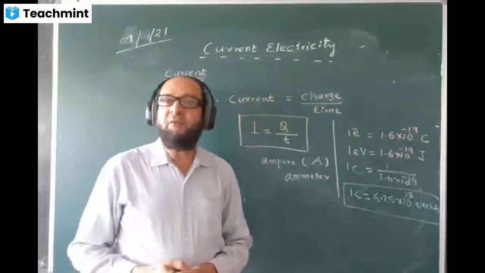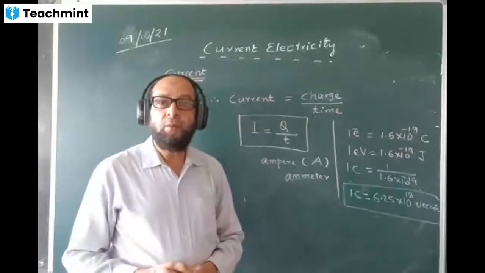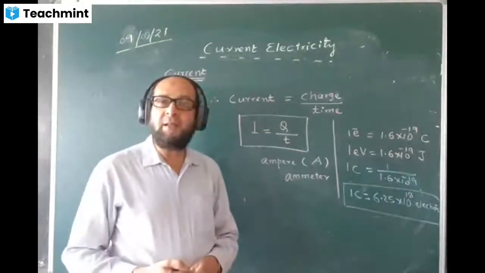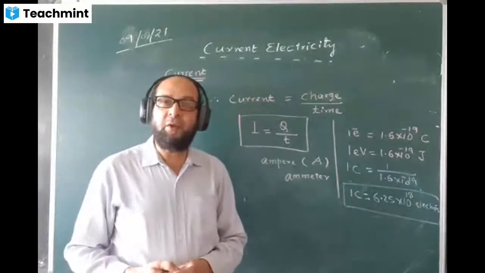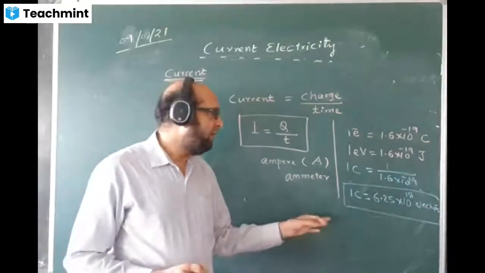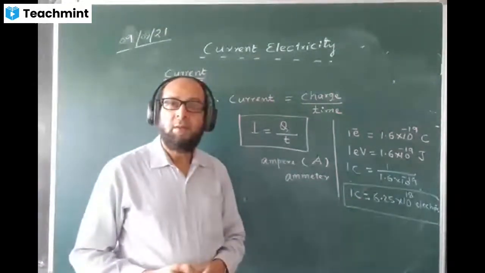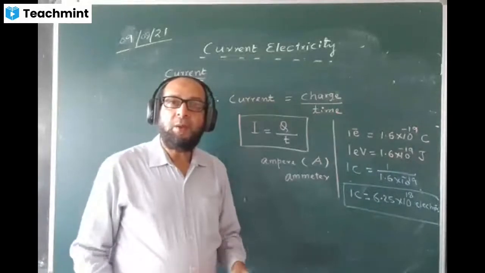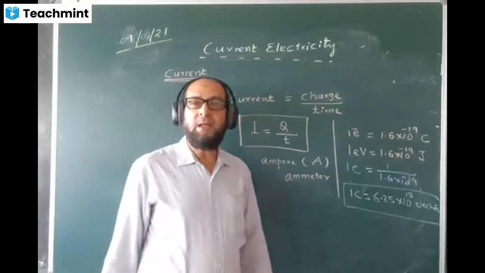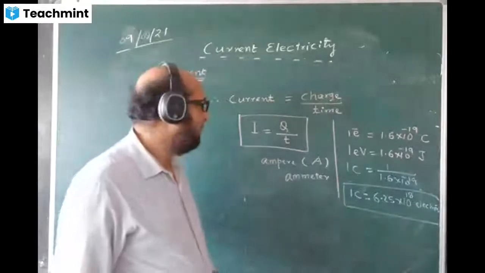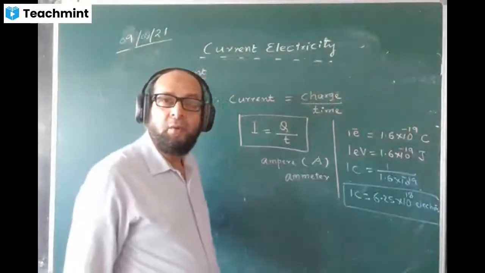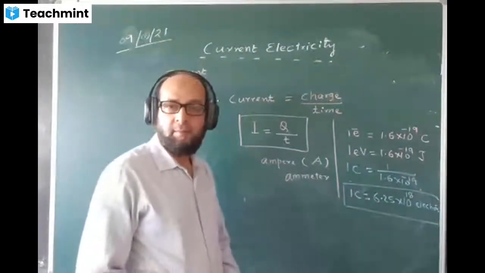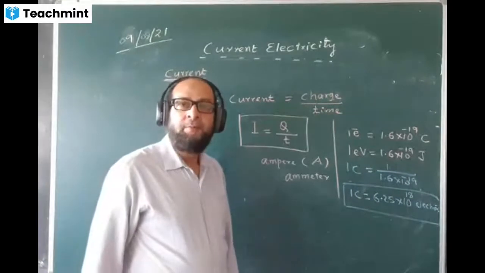If your answer is coming 5 coulomb, and the question is asking how many electrons are flowing, then you say 5 into this. Hope you understood it. Please share your views. Is it okay? Yes, sir.